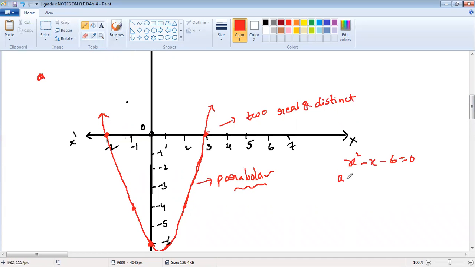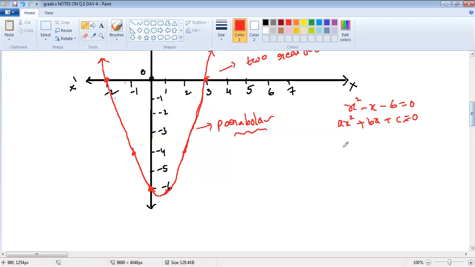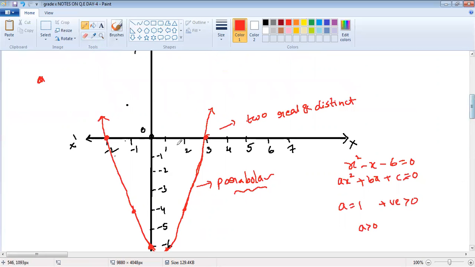It is in the form of ax square plus bx plus c. Now, when you compare, the a value is 1, which is a positive value. Positive in the sense greater than 0. So, where a is greater than 0, the graph opens upwards. When the value of a is less than 0, the graph will be open downwards.